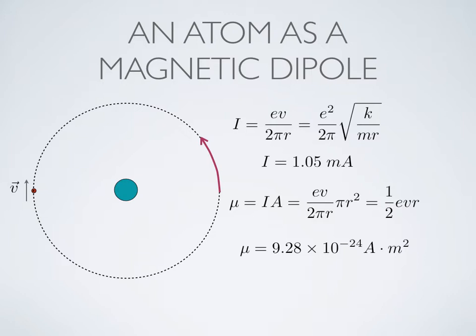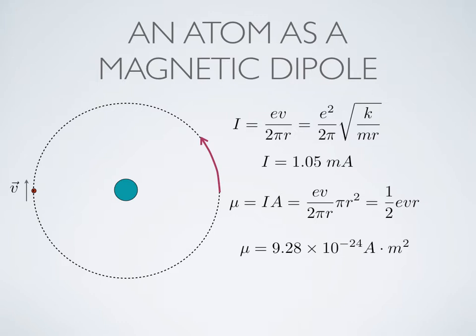Now, an atom that has multiple electrons, each one of those is going to add to it. So the total magnetic dipole moment of an atom is a little more complicated thing to figure out, but at least we've got an order of magnitude here of about 10 to the minus 24 or so ampere meter squared for what the magnetic dipole moment is.